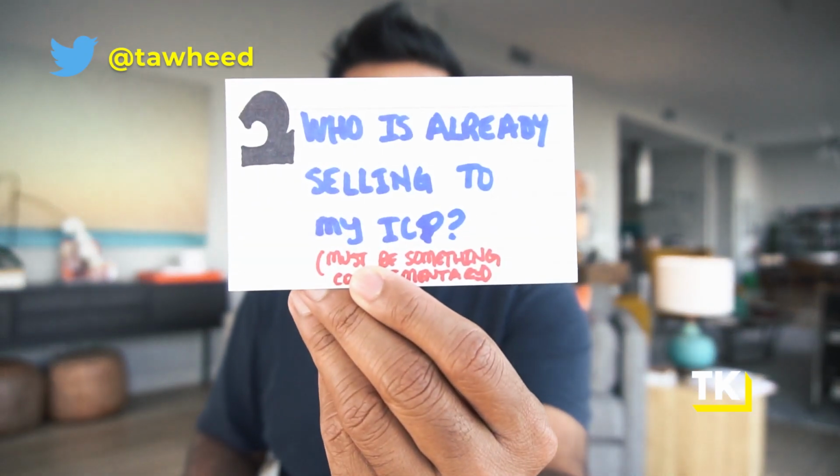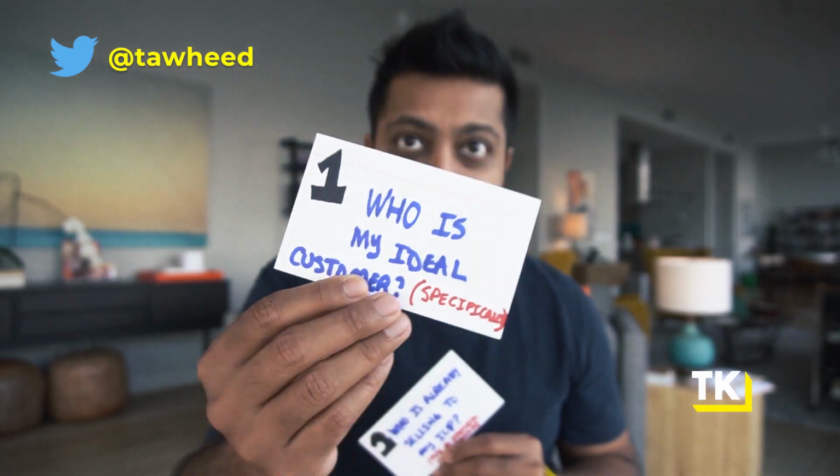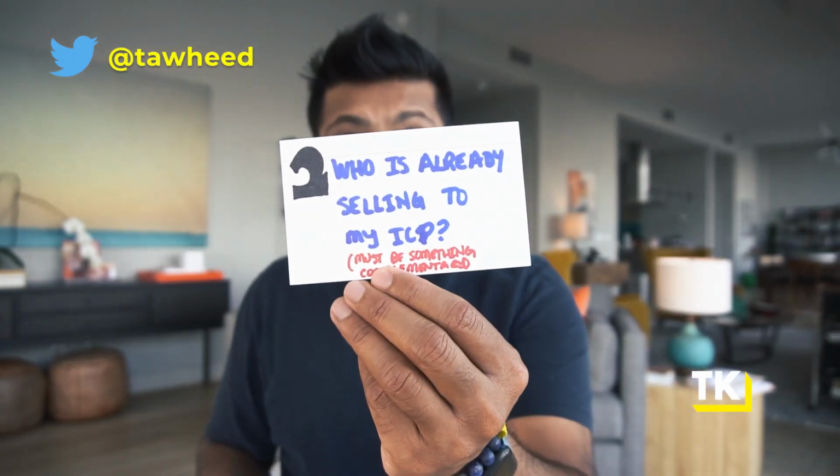So the second question is, who is already selling to my ICP? This is why you have to get super specific on this. The broader you are, the more watered down this will be, right? So you want to get super specific on who is my ICP and who is selling to my ICP. Once you have this done, remember, it has to be complementary, which means that if that company sells them this thing, there's some gap that they have now. They're like, oh, you don't know how to do this last piece that our software doesn't do, but yours does. It has to be complementary. So you make a list of that.